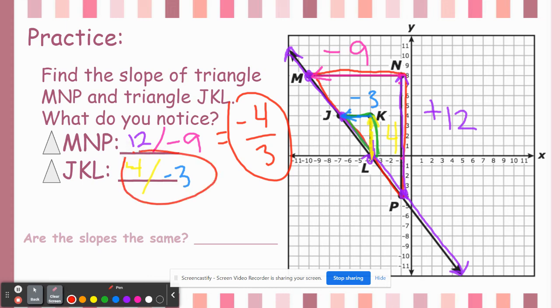And what did you notice? Well, hopefully you noticed that those two slopes are the same. So yes, they're the same. And should they be the same? Yes, they should be the same because they are on the same purple line.